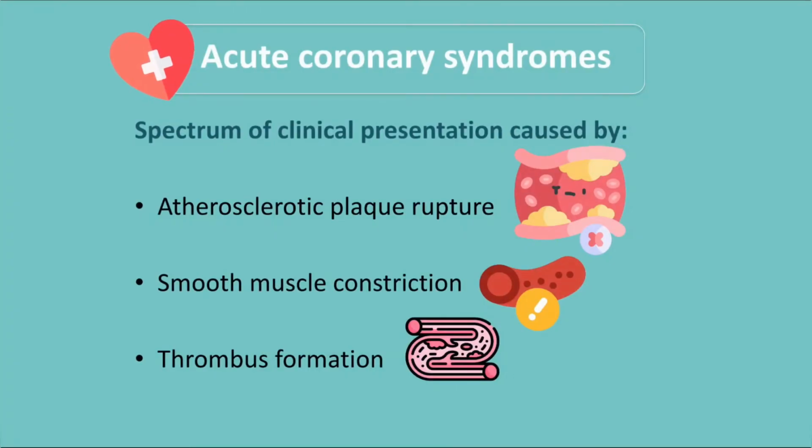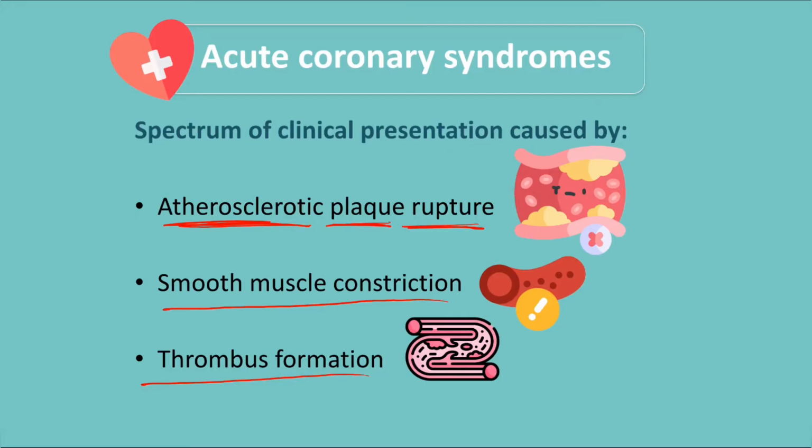Acute coronary syndrome is a spectrum of clinical presentations caused by atherosclerosis, which is formed over a long period. Then it forms plaques which rupture suddenly. It is also associated with smooth muscle constriction of the coronary artery and thrombus inside the coronary artery. This will lead to complete or incomplete obstruction of the artery.